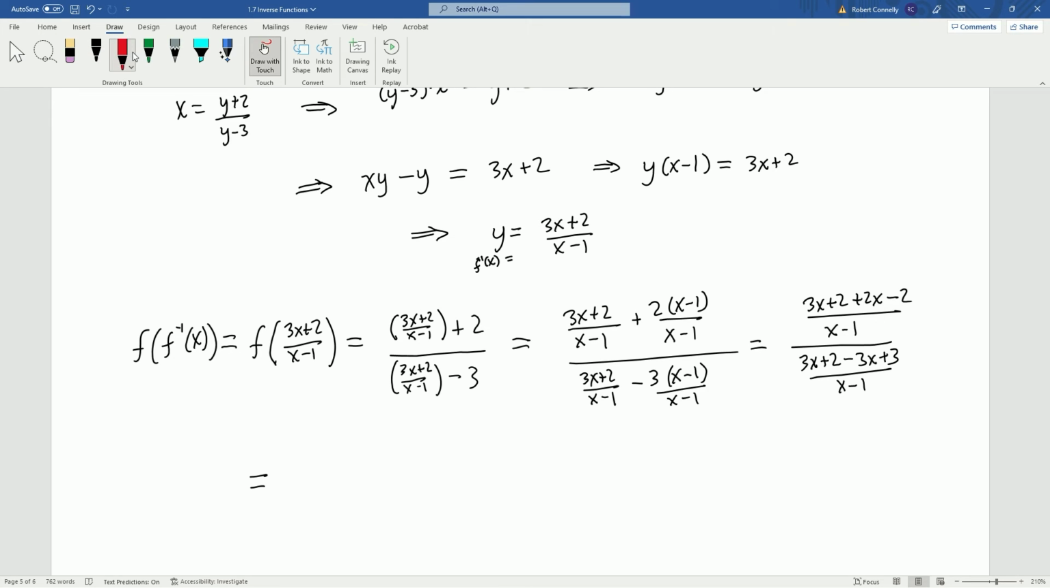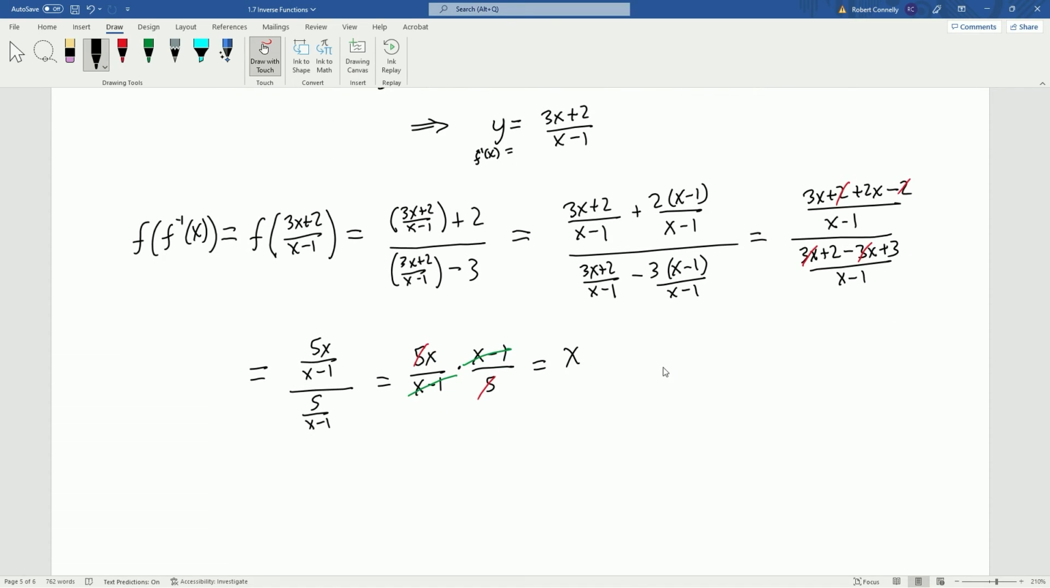So up here we've got 2 minus 2 cancels, and down here we've got 3x minus 3x cancels. So this gives me 5x divided by x minus 1, over 5 divided by x minus 1. And division of two fractions is the same thing as multiplying by the reciprocal. So we can rewrite this as so, and cancel x minus 1 over x minus 1, and 5 over 5, and we get left with x.